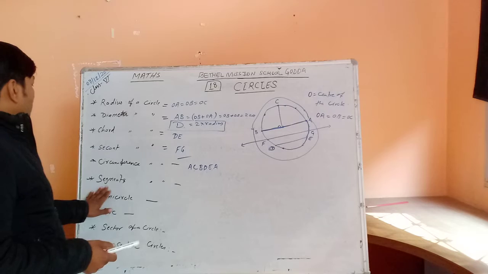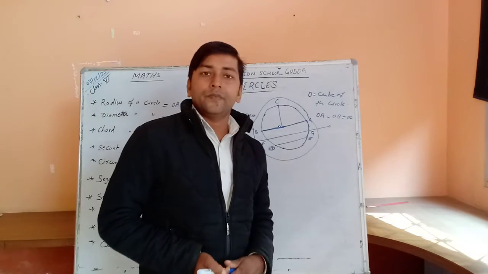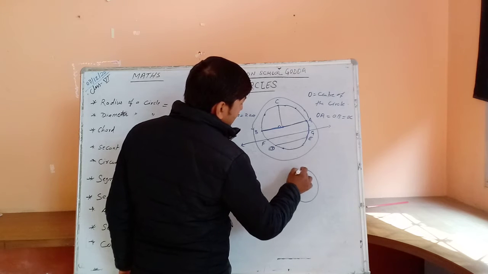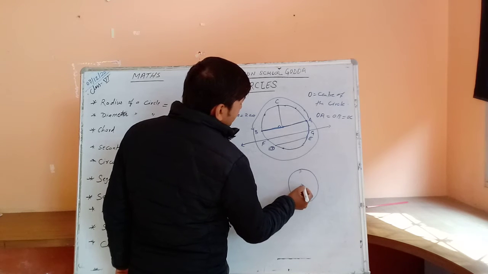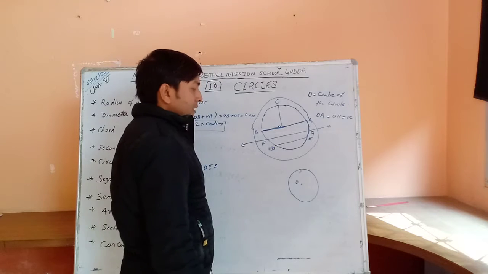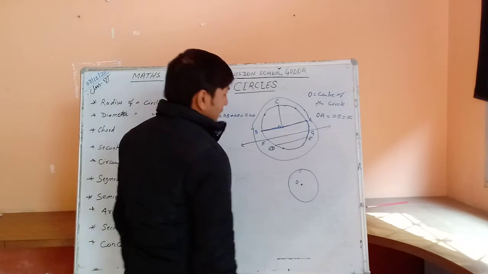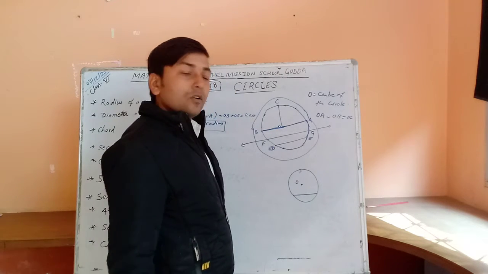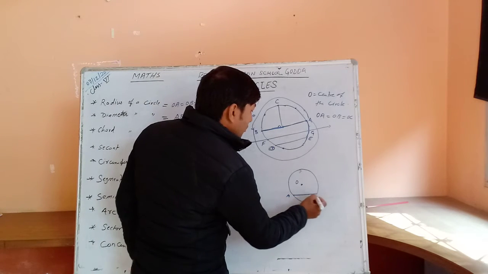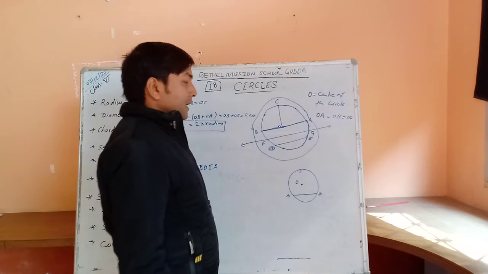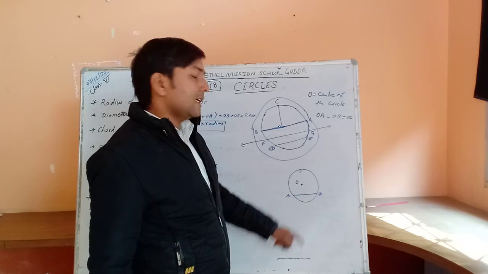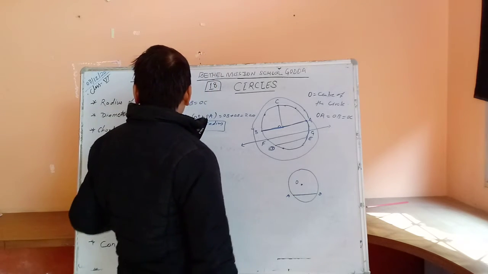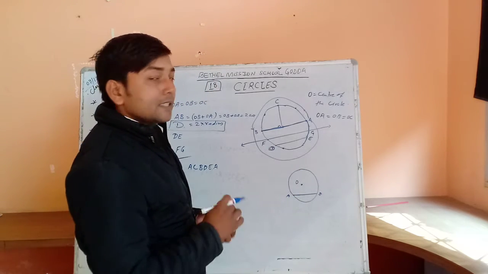Now, what are segments? A segment: if there is a circle and the center is O, and a chord AB divides the circle into two parts, these are called the segments of a circle.